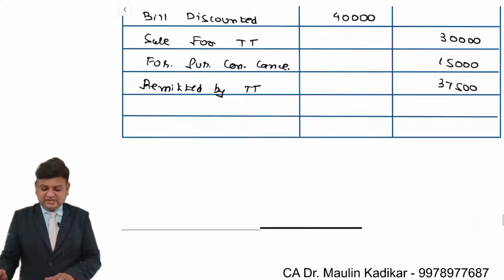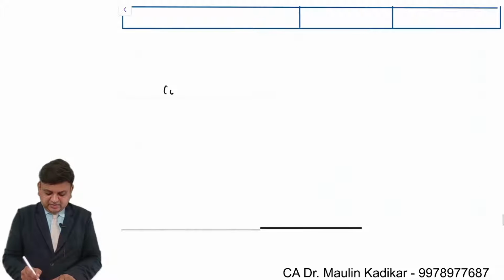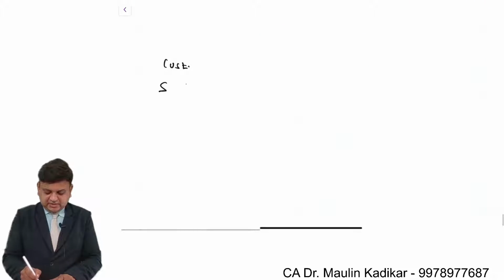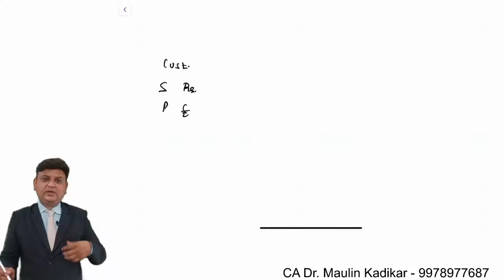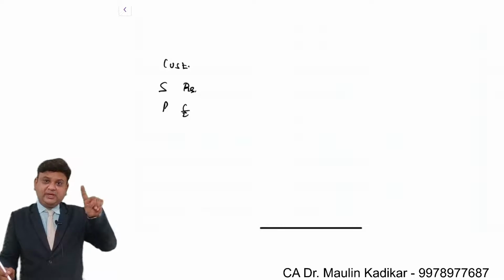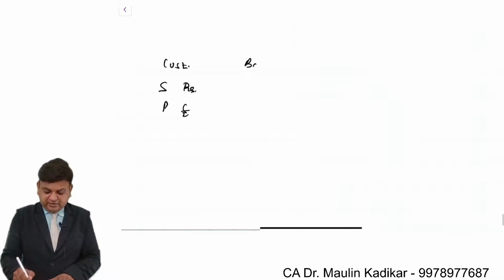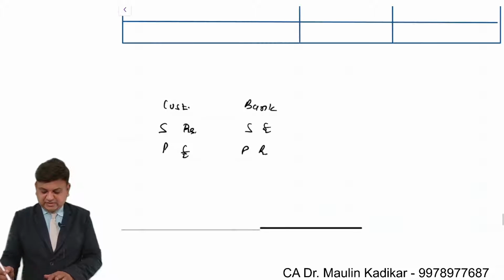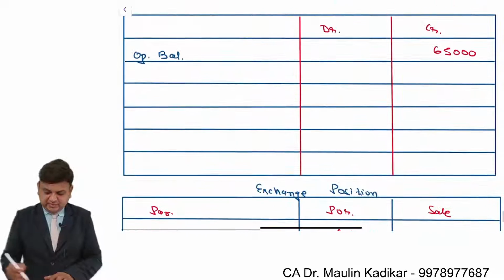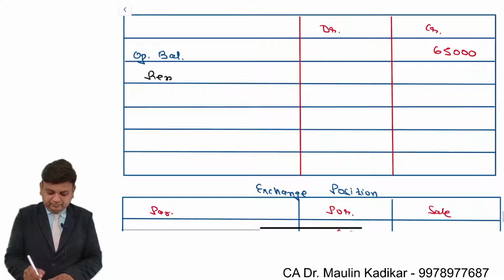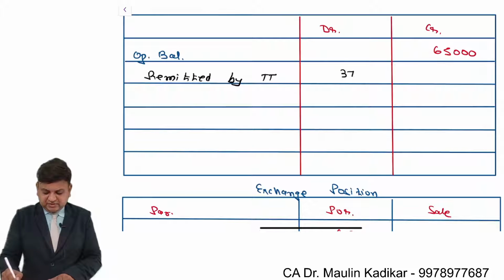37,500. It means that basically from the customer point of view the transaction is sell of rupees and purchase of pound. Why? Because the payment is required to be made by the customer to its supplier. So from bank point of view the transaction is sell of pound and purchase of rupees. So here remitted by TT, that is an amount of 37,500.